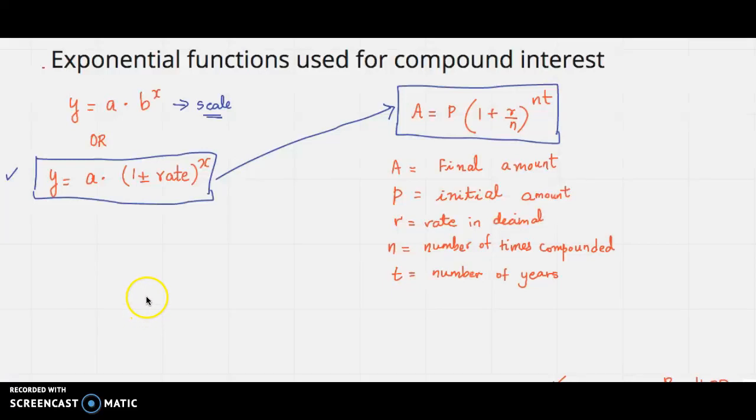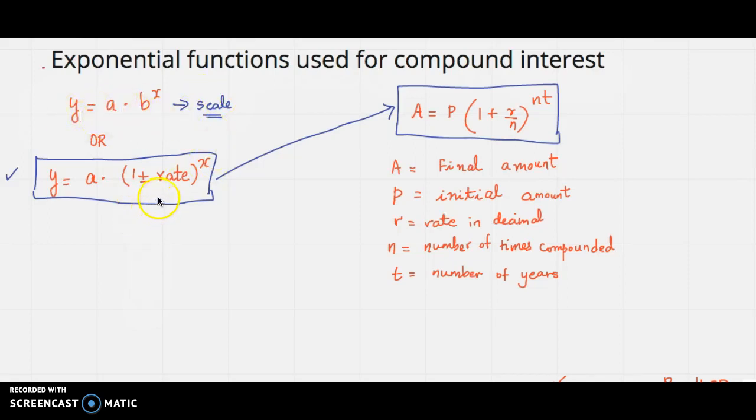Hi guys, in this video we're going to talk about how exponential functions can be used for solving compound interest problems. We know about two kinds of formulas for doing exponential functions. One is y equals a times b to the power of x. We use this formula when the questions are given in the form of a scale. For example, it says that the population will become double or triple or become half. When they give you the scale, we use this formula.